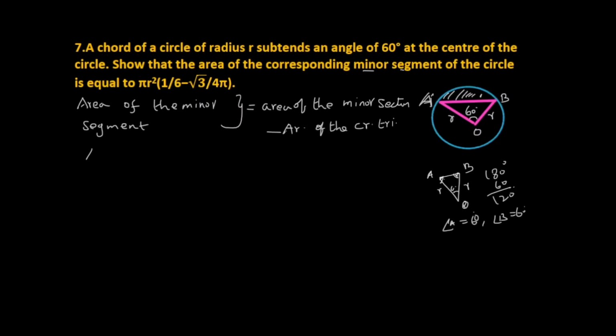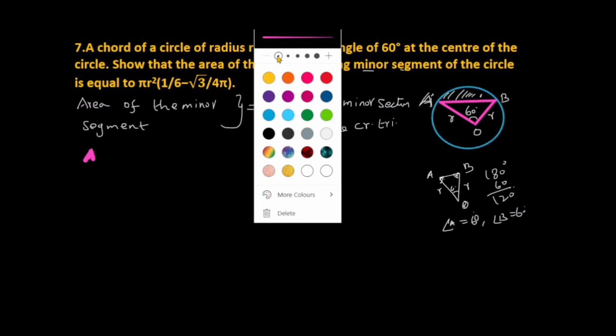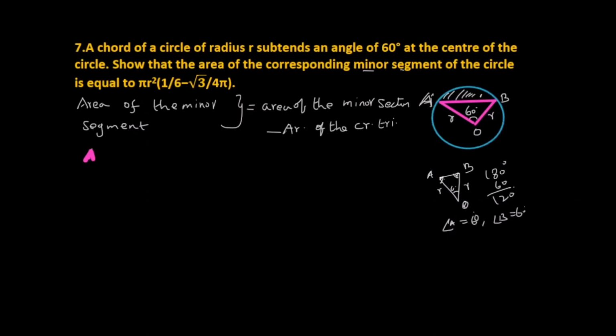Now, we will find the area of the sector separately, first. Sector radius here is given R, angle 60 degrees. So the area of the sector is equal to 60 degrees by 360 into pi r squared.